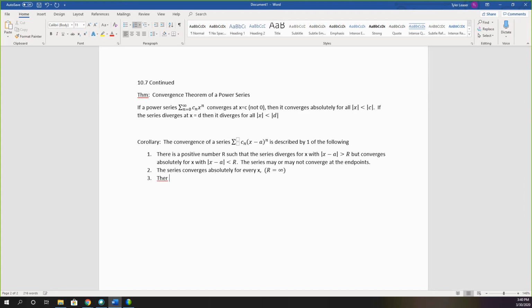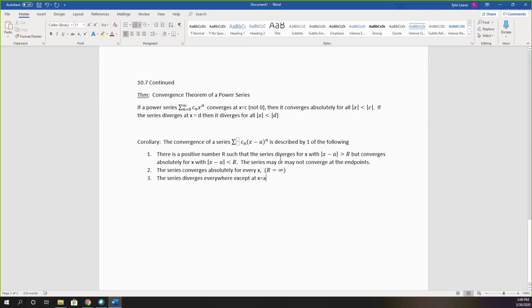The other possibility, the opposite of this, is that the series diverges everywhere except at x equals a. You are always going to have convergence at x equals a, because x equals a is just going to give you 0 over and over and over again. All right, these are the only possibilities.